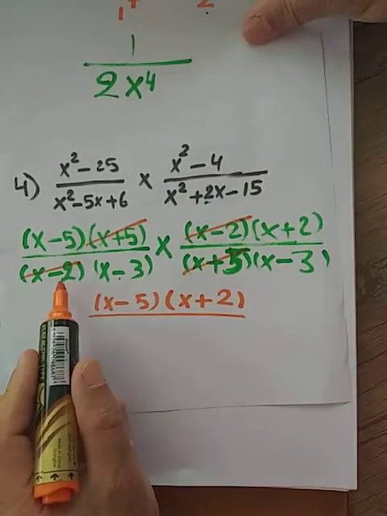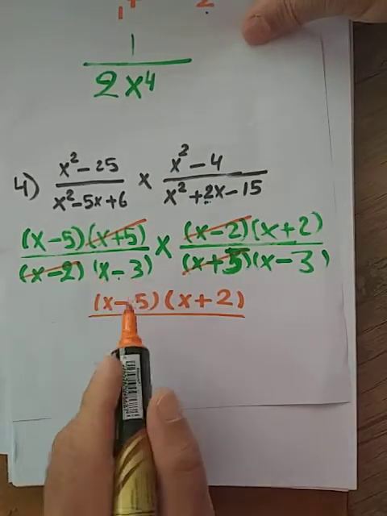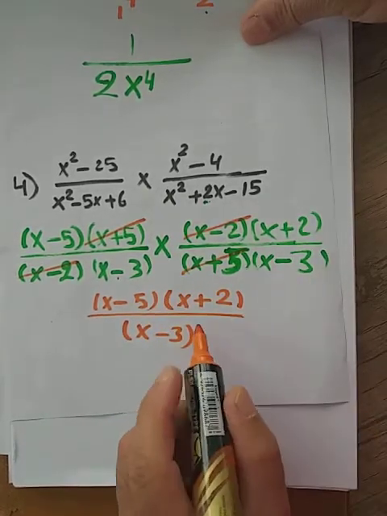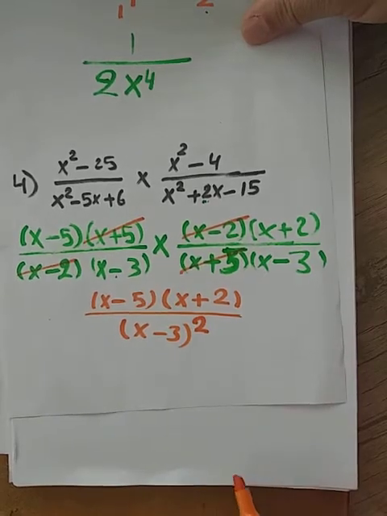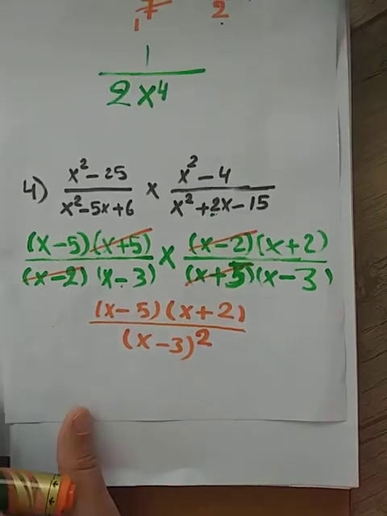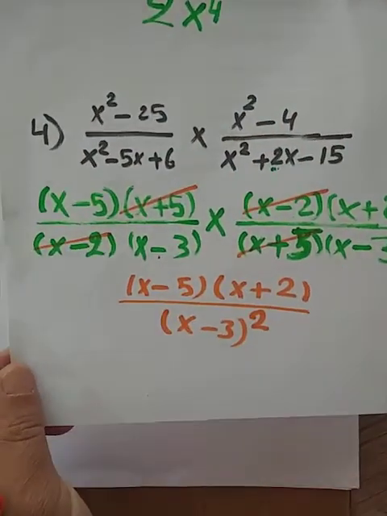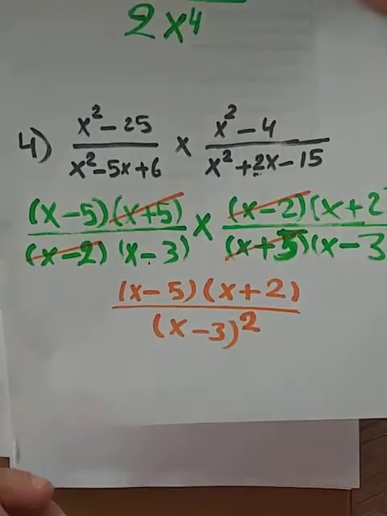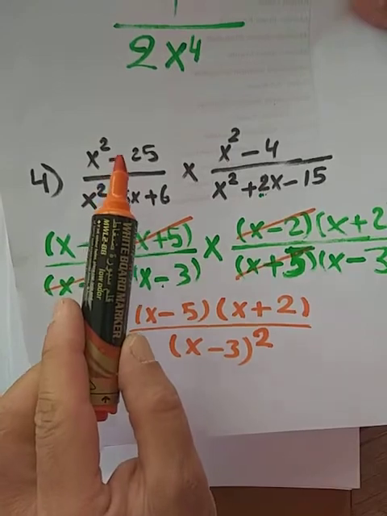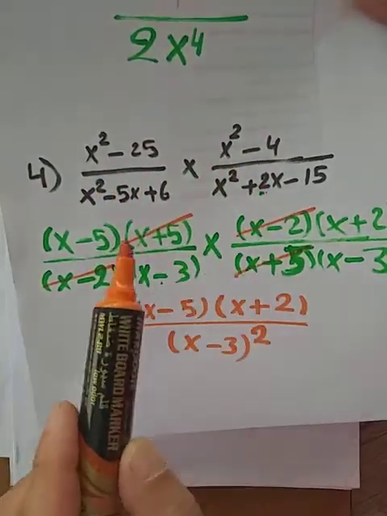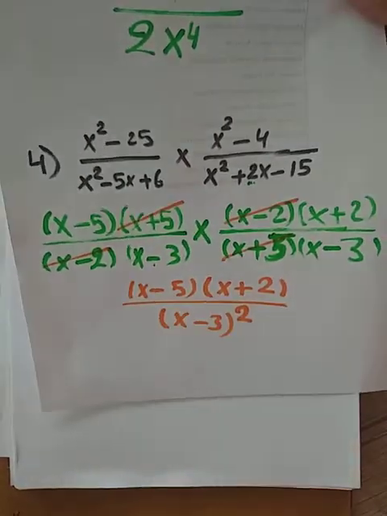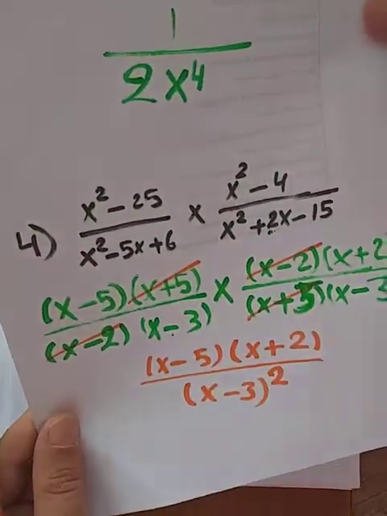What do you have in the denominator? Remainder x minus 3. And another x minus 3, you can write it like x minus 3 all to the power 2. This is multiplication. This is how you can multiply rational expressions. Just factorize each part and try to cancel numerator with denominator, if any. Okay.